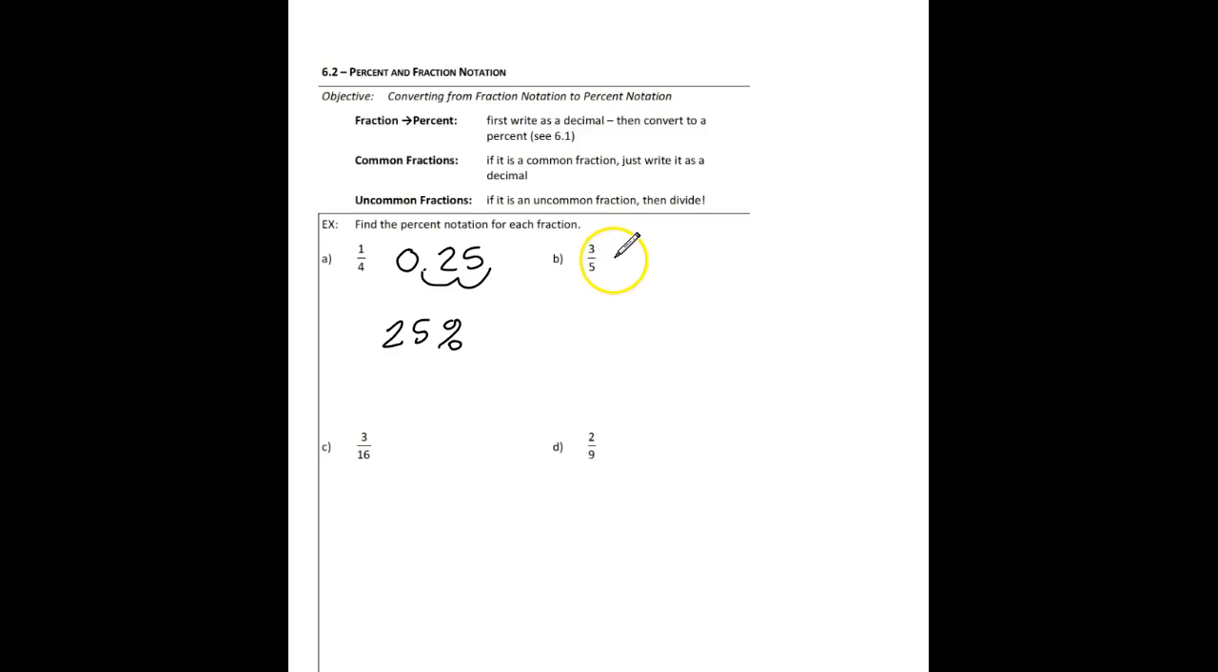3/5, now this is probably one of our fairly common fractions, but if you're unsure, you can divide. But I know that 3/5 is the same as 6/10, and 6/10 is actually 0.6 as a decimal. So now we're going to go ahead and move our decimal 2 places to the right. Go ahead and add a 0 here when you don't have one. So this is 60%.